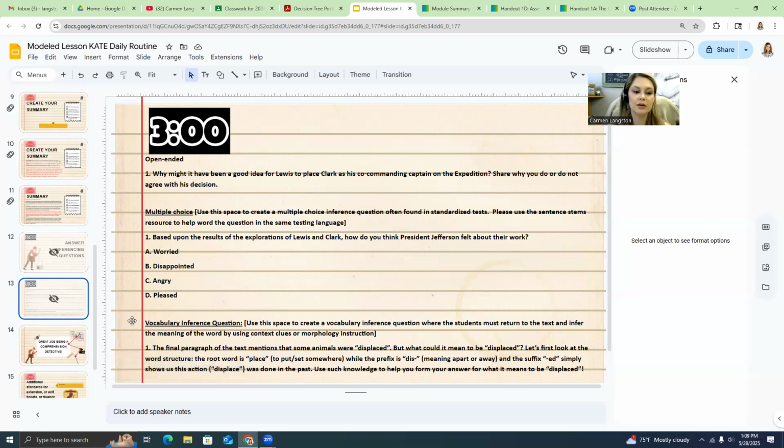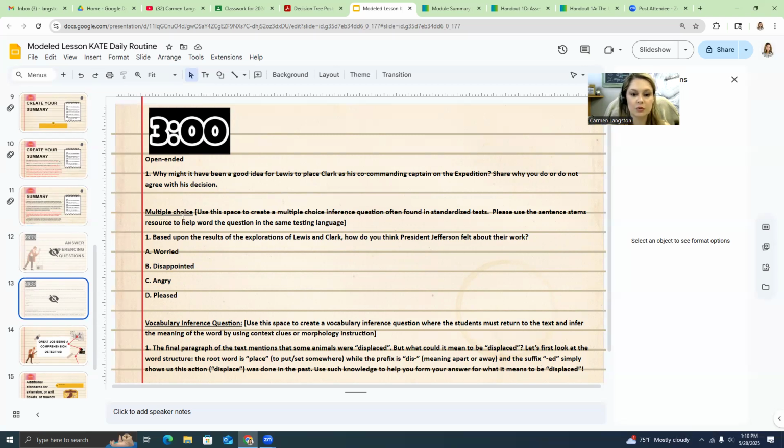Today we have 3 different ones that you can do all 3, or you can do just one. These are excellent for turn-in talks because oftentimes they're open-ended. So we might do a turn-in talk on the open-ended piece, and I would ask, why might it have been a good idea for Lewis to place Clark as his co-commanding captain on the expedition? Share why you do or not agree with this decision. So they would turn and talk and come up with their reasons.